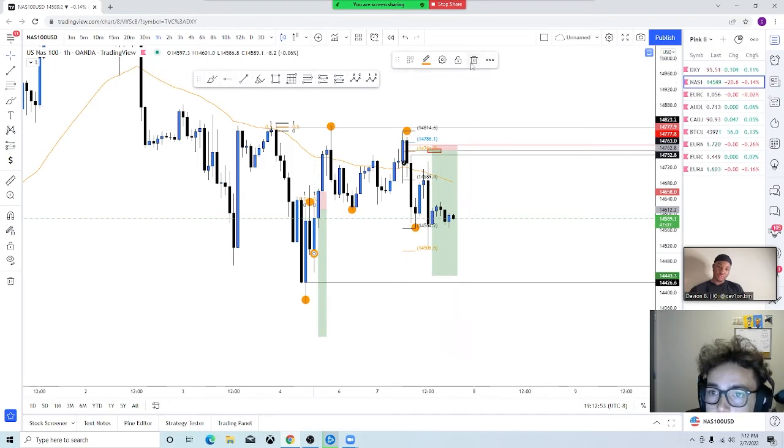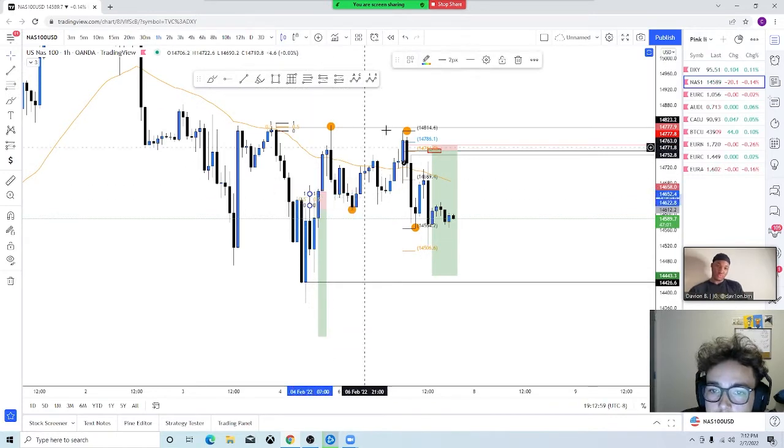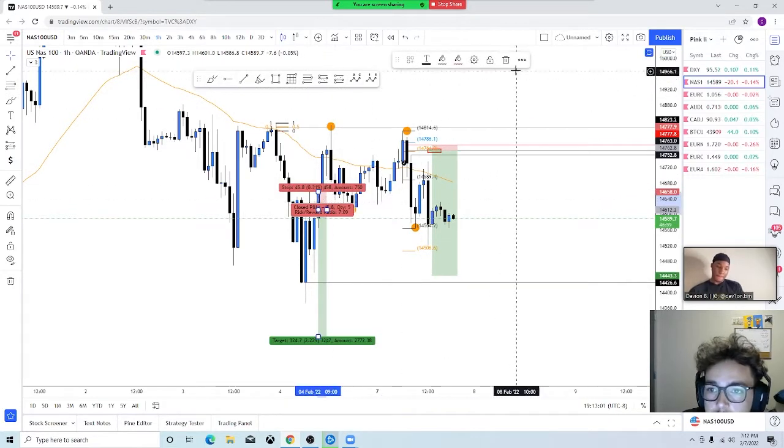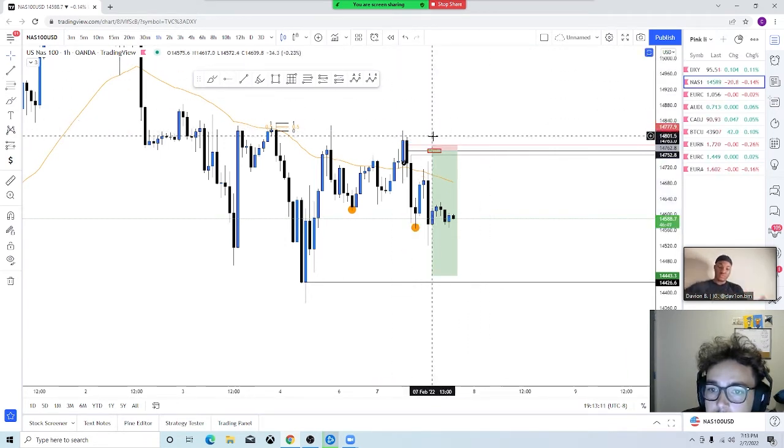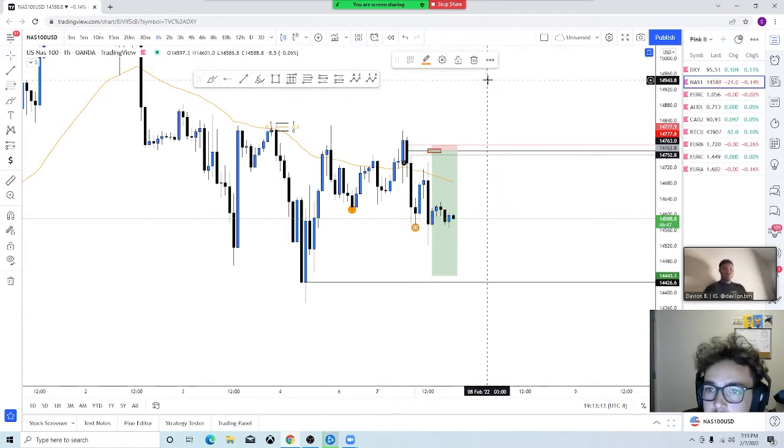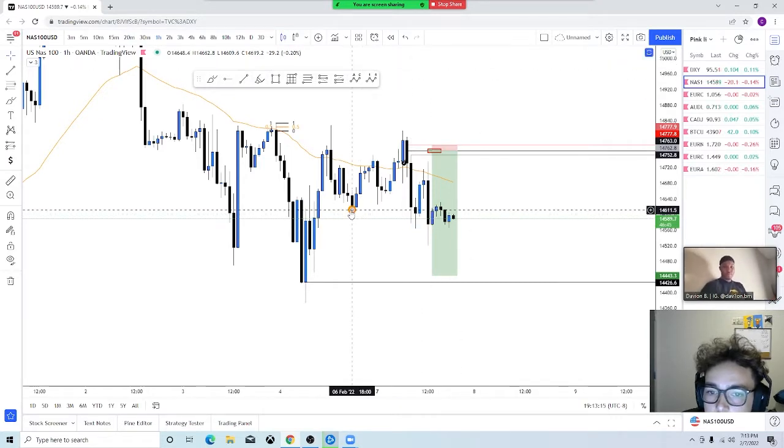Okay, so now we're talking about market structure, right? Now I'm gonna delete all this stuff real quick, bro, just so we can have this together. I'm gonna leave that box right there though. I'm gonna delete the fibs. I'm gonna keep that right there because that's my trade idea for NAS, and I'm gonna show you why.